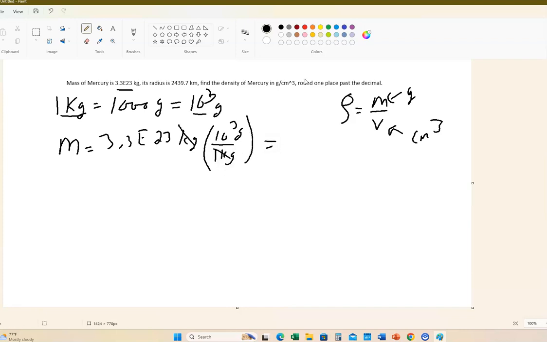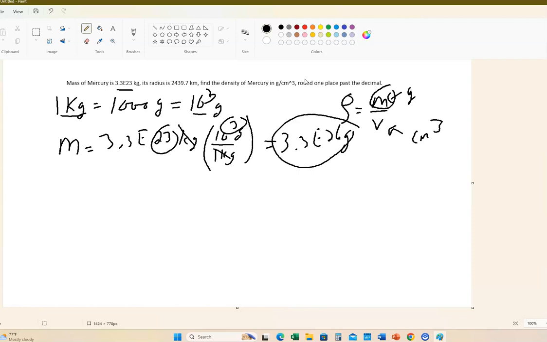And so 10 to the third and 10 to the 23rd adds up to 10 to the 26th, because you just add the exponents when you're multiplying and you have the same base. So this becomes 3.3 E 26, and that's grams. This is the number that we're going to use in the numerator.